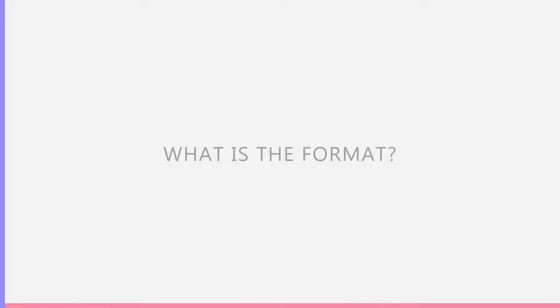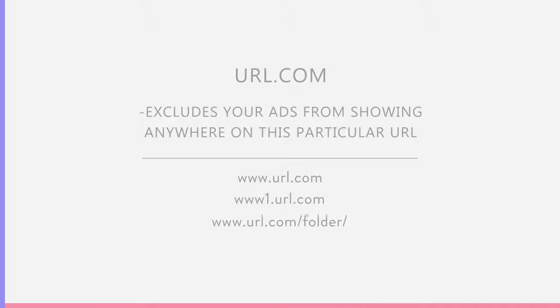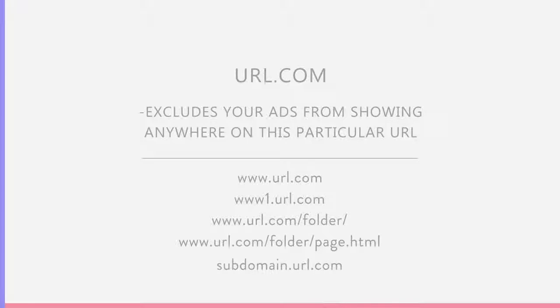So you ask yourself, what is the format? Well, let's take a look at the first format here. If you put in url.com as a negative placement, that's going to exclude your ads from showing anywhere on this URL. Here's what I mean by anywhere: you're not going to show on the main www.url.com or any page on that site, any subdomains, any folders, or any individual pages inside the folder. So this will exclude your placement anywhere on this specific URL itself.